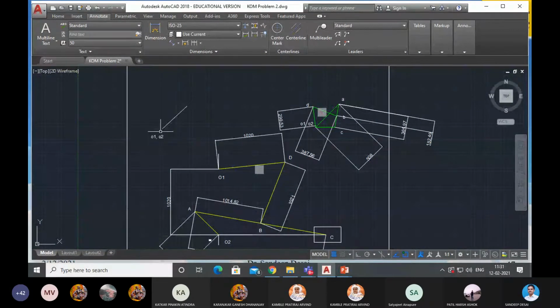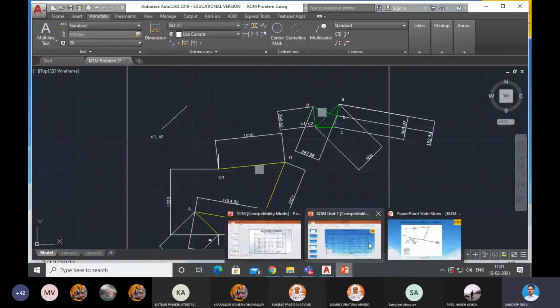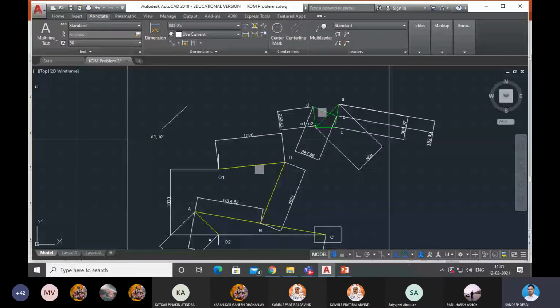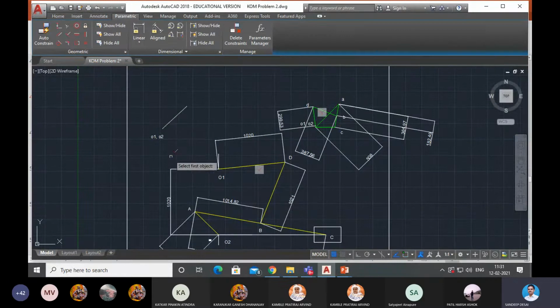So from O1, O2, draw a vector perpendicular to O2A. And that should have vector length equal to 508. Why 508? This is 508 mm. Okay. Then it should be perpendicular to O2A in the space diagram. Now let us make that. Go to parametric, perpendicular. I made it perpendicular. Perpendicular to this line and this vector O1, O2, A should be made perpendicular.